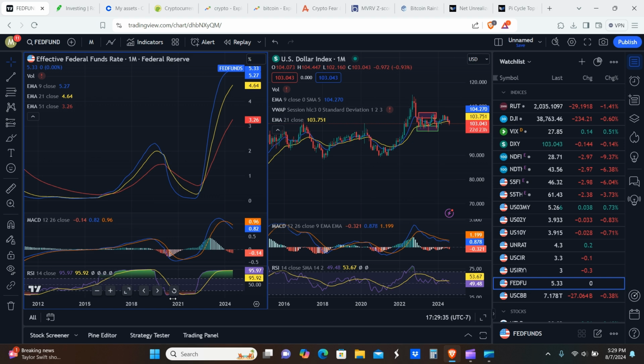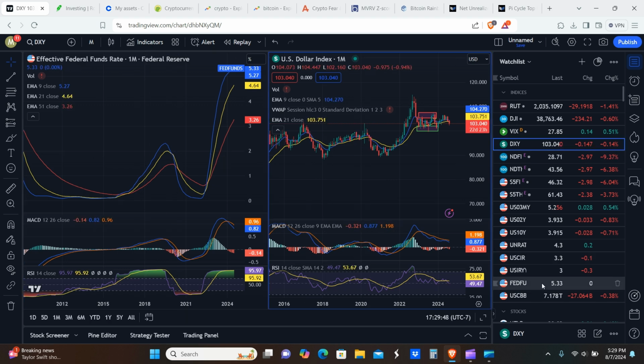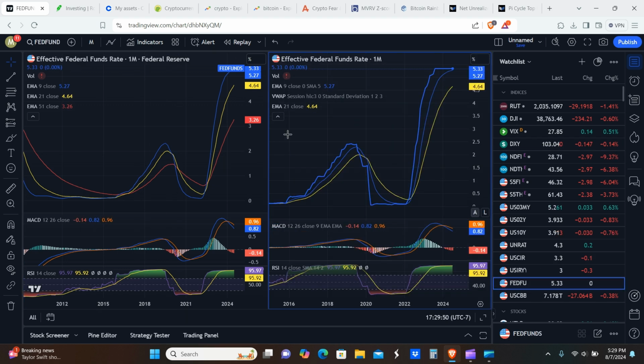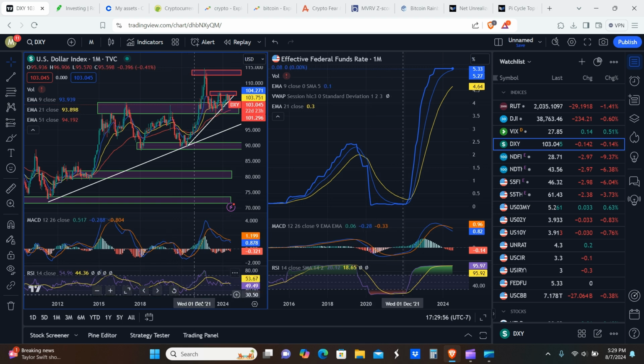So I'm going to show you guys, and this is kind of a really ugly chart here, but I don't even know why it's showing up like this. So, you know what? Let's do the Fed funds rate on the right side and the dollar index on the left side. I don't know why it looks like that.